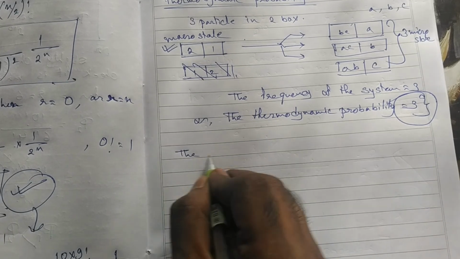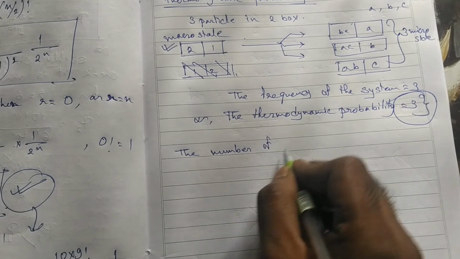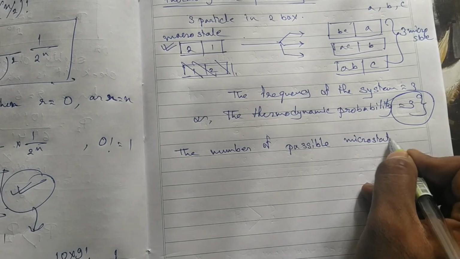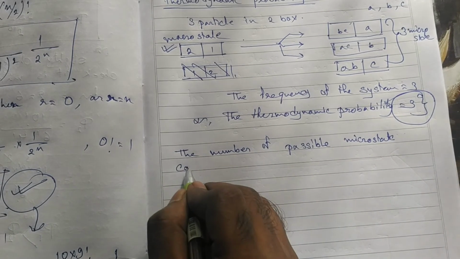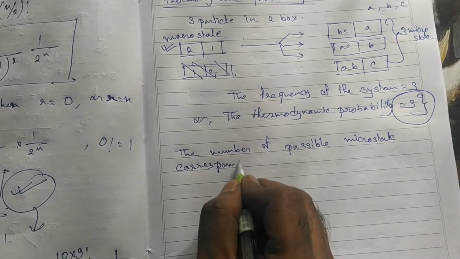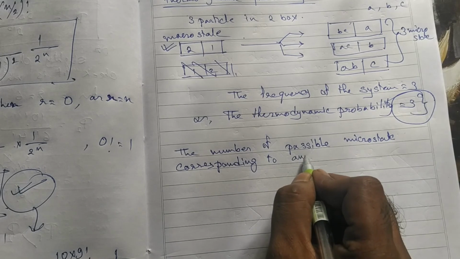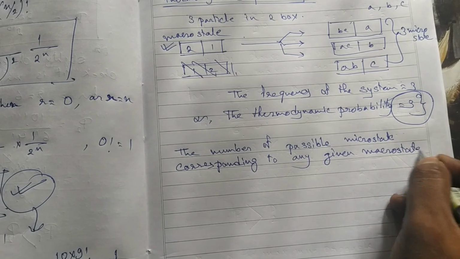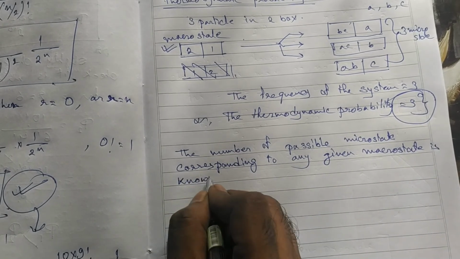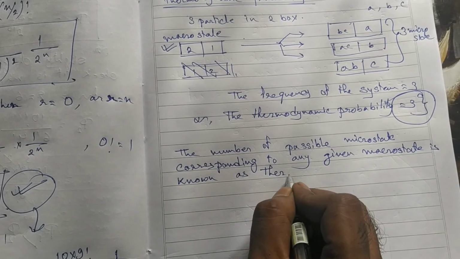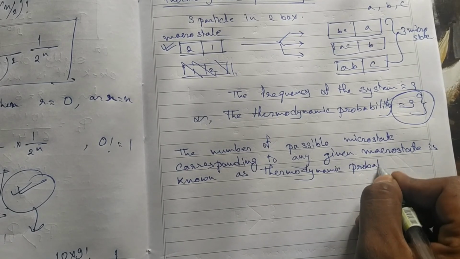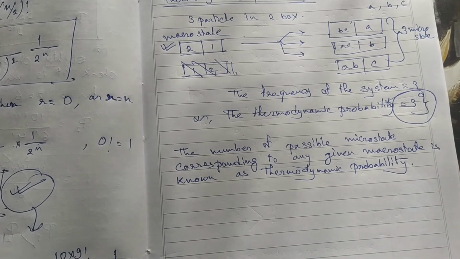By definition, the number of possible microstates corresponding to any given macrostate is known as thermodynamic probability. Is it clear for everyone?